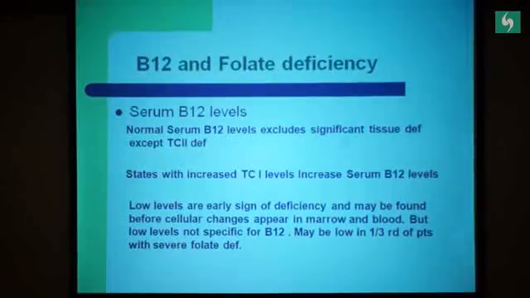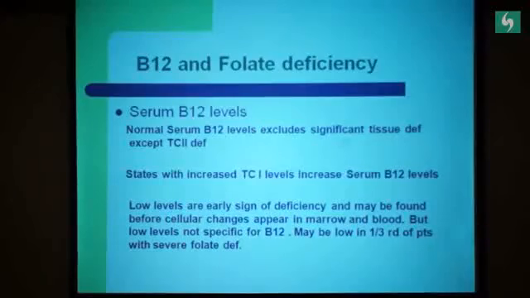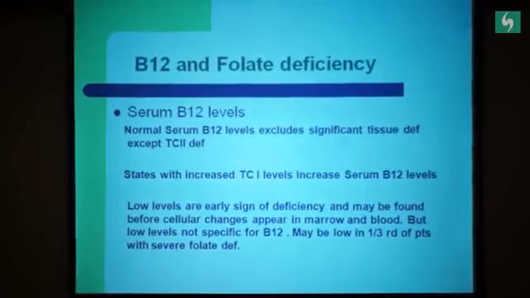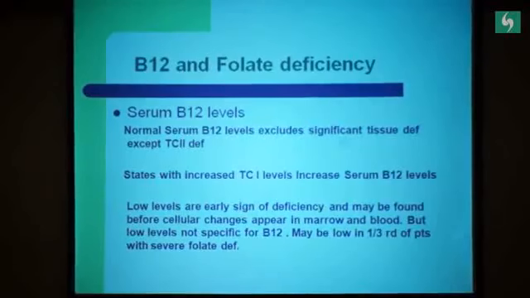Now, what are the tests that we do? We order serum B12 and serum folate. We should understand what these mean and how to interpret them. Now, normal serum B12 actually excludes a significant tissue deficiency except in patients with transcobalamin deficiency. Basically, B12 in the blood is carried along with what we call R binders. So these are transcobalamin 1, 2 and 3. Most of it, 80%, is bound to transcobalamin 1. But the active form of B12 that delivers to the tissue is transcobalamin 2.